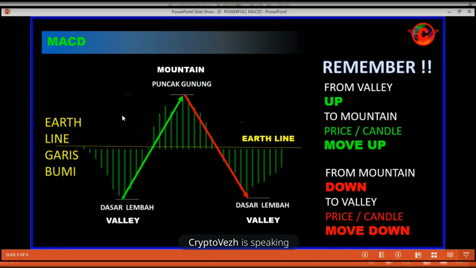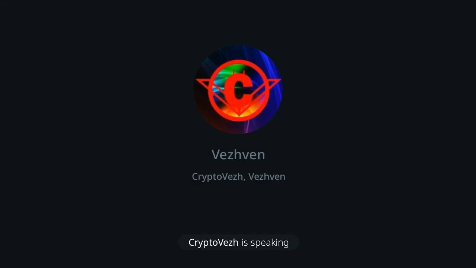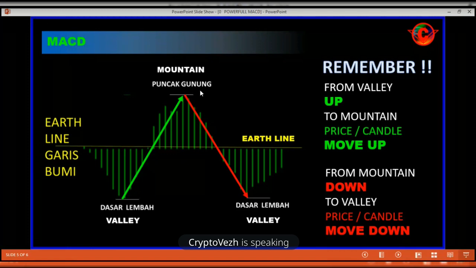I will show you how to understand MACD easily. The histogram you can split into three positions. One is the valley, two is the earth line, and three is the mountain. You just need to remember, if MACD moves from the valley to the earth and going to the mountain, price or candle tends to move up. And when it goes from the mountain to the earth and to the valley, price will tend to move down. That's a simple understanding for you.